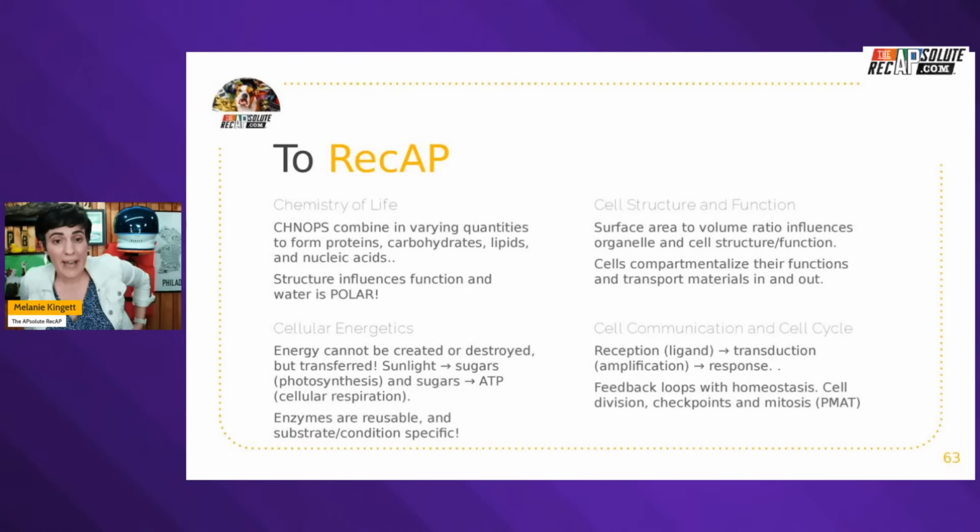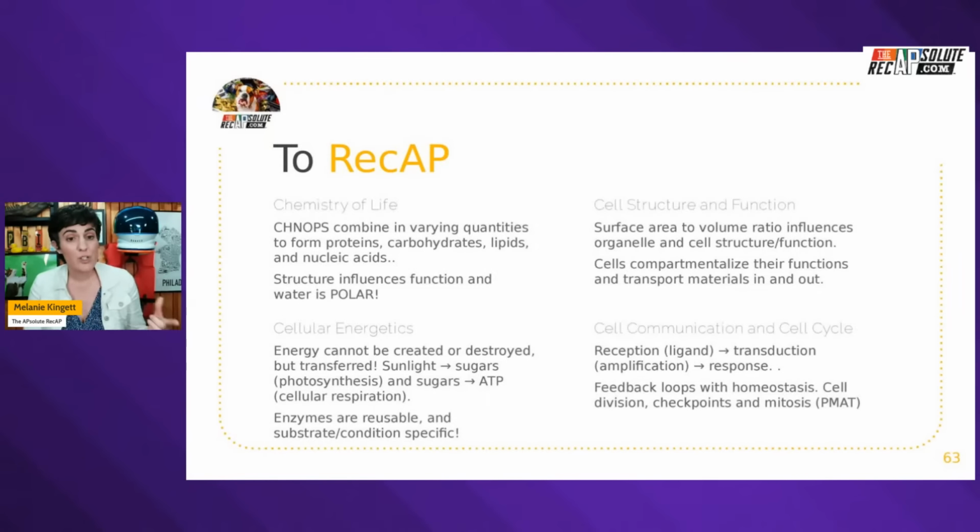So to recap, we have neared the end. Four units here, looking through CHNOPS, that we have proteins, carbs, lipids, nucleic acids. Water is amazing and it's polar. In cell structure and function, we have surface area to volume ratio, we have organelles that are involved, and cells really compartmentalize their functions to transport materials in and out.